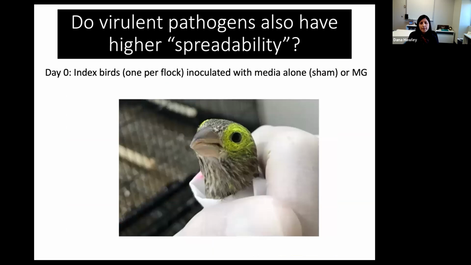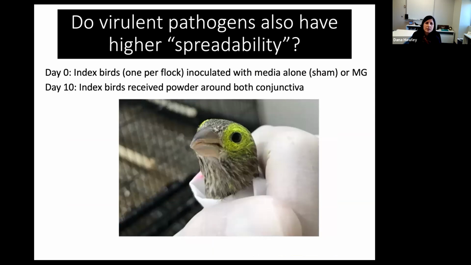So we did both. And then our methods: on day 0 of our experiment, we gave whatever treatment an index bird in each flock was assigned to. So either control or one of those 2 MG strains. And then we waited until day 10 to actually apply the powder and to measure spreadability. That's because we really wanted to measure spreadability at the peak infectiousness, or at a relevant time point, which we know from other studies is around day 8 to 10 in this system.